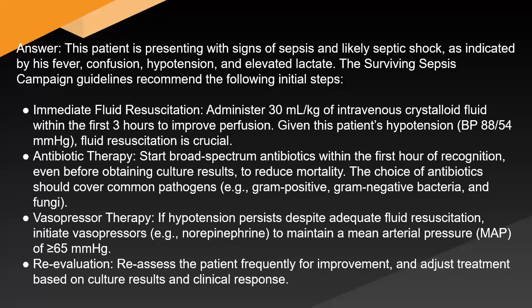Antibiotic therapy: start broad-spectrum antibiotics within the first hour of recognition, even before obtaining culture results, to reduce mortality. The choice of antibiotics should cover common pathogens, e.g., gram-positive, gram-negative bacteria and fungi. Vasopressor therapy: if hypotension persists despite adequate fluid resuscitation, initiate vasopressors, e.g., norepinephrine, to maintain a mean arterial pressure (MAP) of 65 mmHg. Evaluation: reassess the patient frequently for improvement and adjust treatment based on culture results and clinical response.